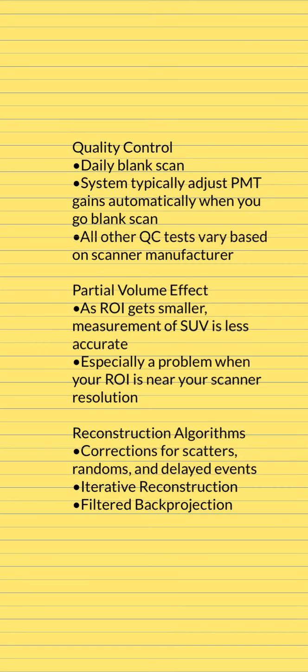And then as far as reconstruction algorithms, it's just really important to know that if your system is working correctly, you're gonna be able to correct for scatters, randoms, and delayed. So delayed events are those events that struck beyond your coincidence timing window. So say your coincidence timing window is set at 15 nanoseconds, but you have a count that comes in at 20 nanoseconds. So it's not correct. It's not included in your actual image.